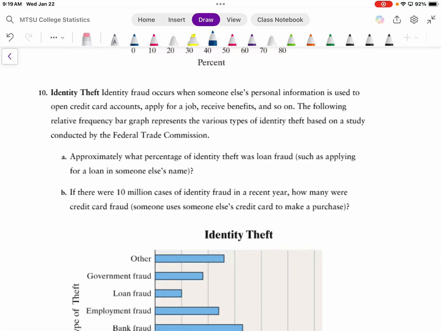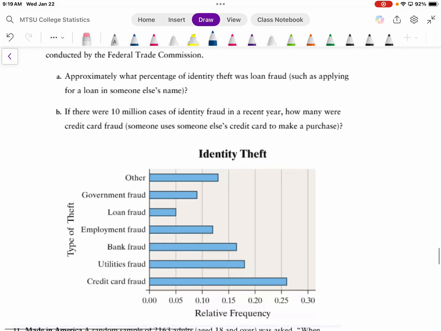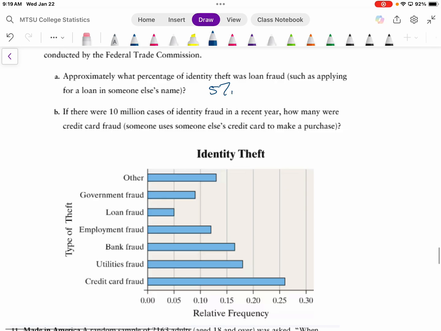Identity fraud occurs when someone else's personal information is used to open a credit card account, apply for a job, receive benefits, and so on. The following relative frequency bar chart represents the various types of identity theft based on a study conducted by the Federal Trade Commission. Approximately what percent of identity theft was loan fraud, which is applying for a loan in somebody else's name? Yeah, I heard that, 5%. That one right there.